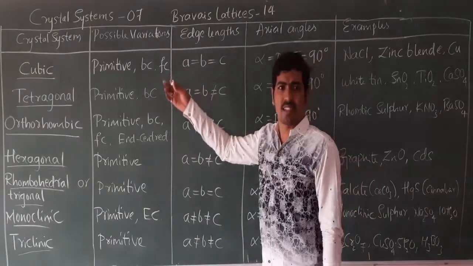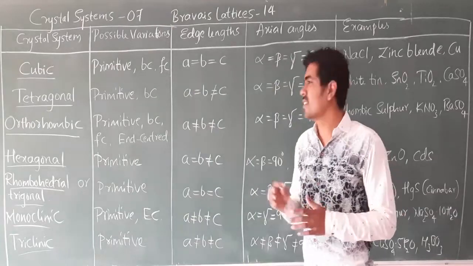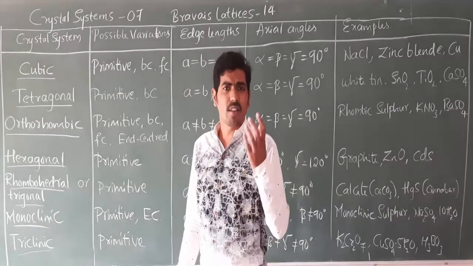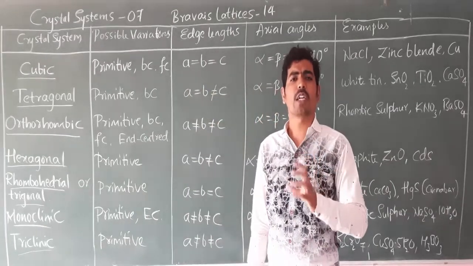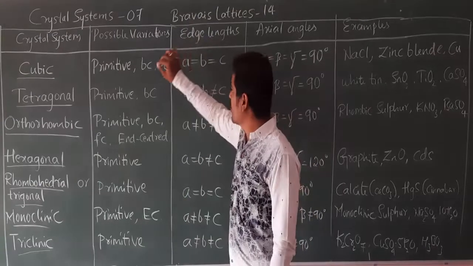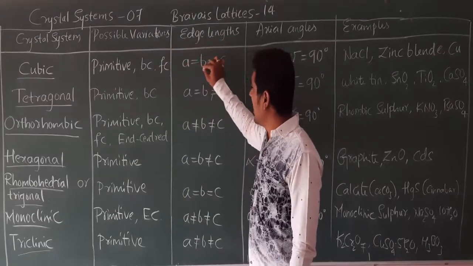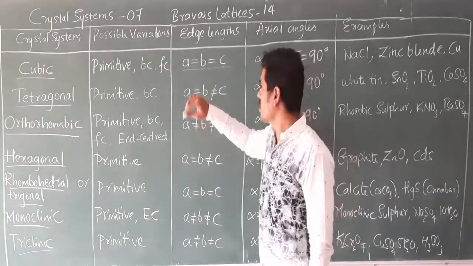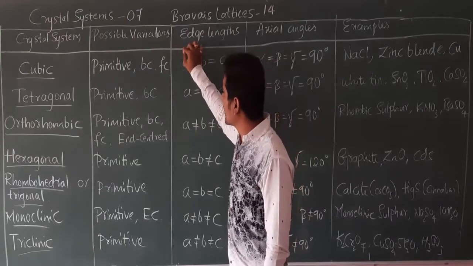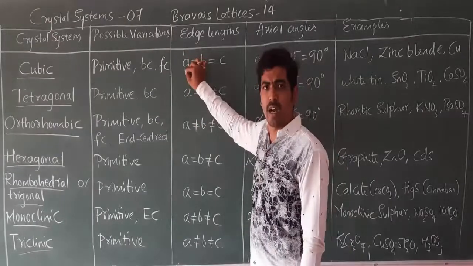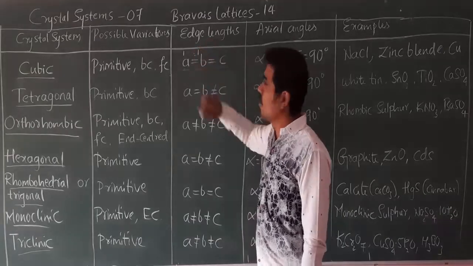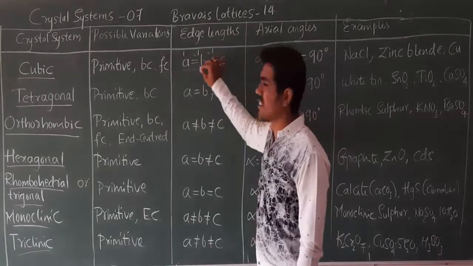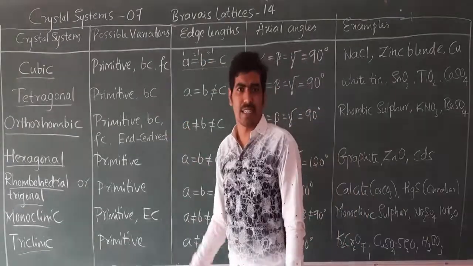Then the edge lengths. How are the edge lengths in the cubic crystal system? Do they have equal lengths or different lengths? Here in the cubic crystal system, the edge lengths A, B and C are all equal to each other. Suppose the edge length is 1, that is A is 1, then B is also 1 and C is also 1. So all the edge lengths are equal in the cubic crystal system.